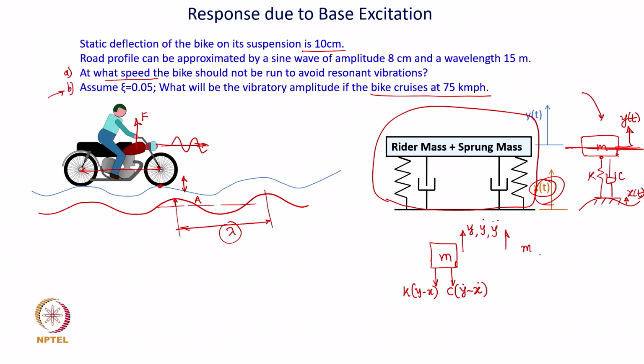Will it be m y double dot minus x double dot? So, it is the absolute y double dot that we take, right. So, the inertia is going to be proportional to its global acceleration value, y double dot. It has nothing to do with what x double dot is.